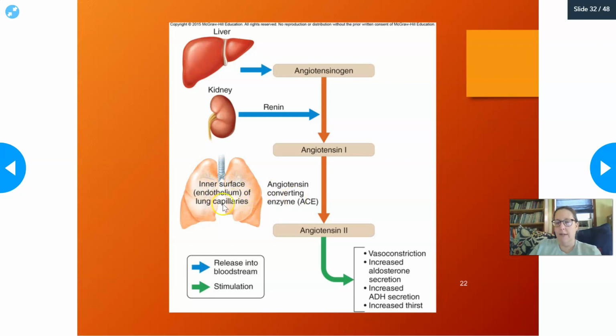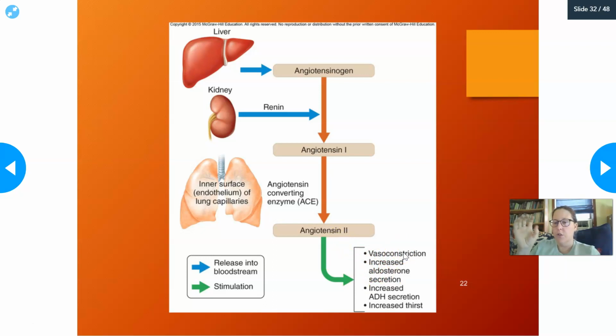And that's one of the things also that's connected to coronavirus too, is the ACE receptors and stuff like that. You have to go back and dig into that. It's kind of interesting. But so angiotensin 1, through the action of angiotensin converting enzyme, is going to be converted to angiotensin 2. And then angiotensin 2 is going to stimulate vasoconstriction.